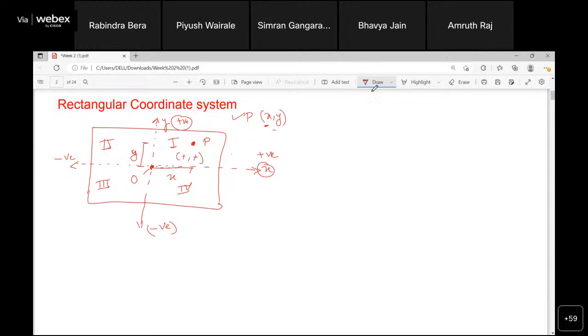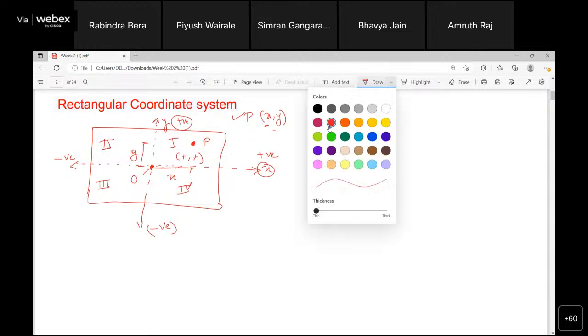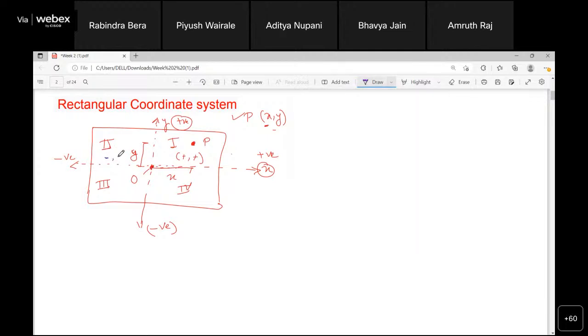Now in the second quadrant, my x coordinate will be negative, right? And the y coordinate will be positive. In the third quadrant, both x and y will be negative, because my point will lie in this quadrant.